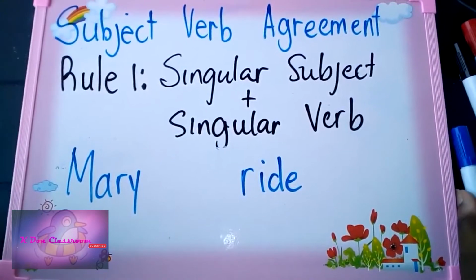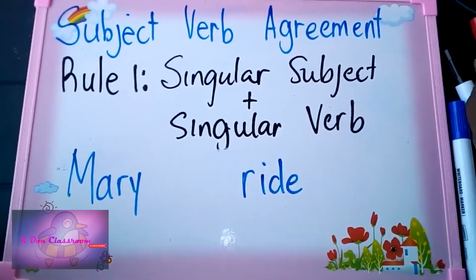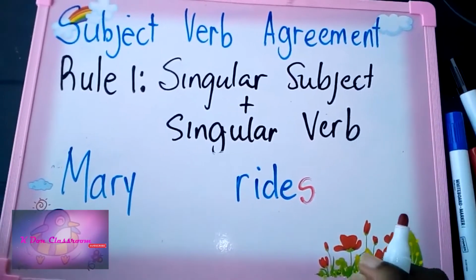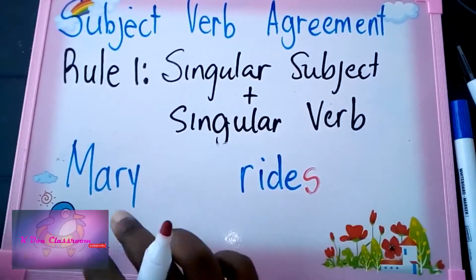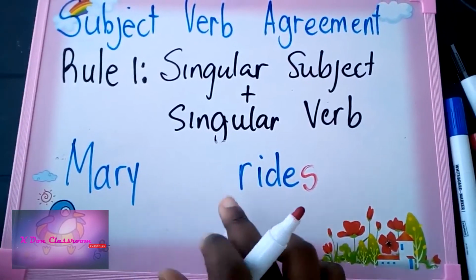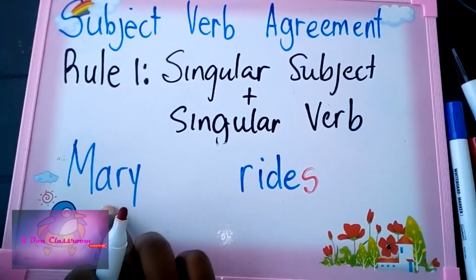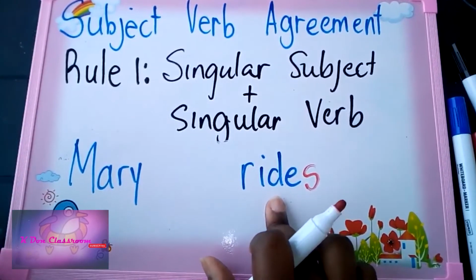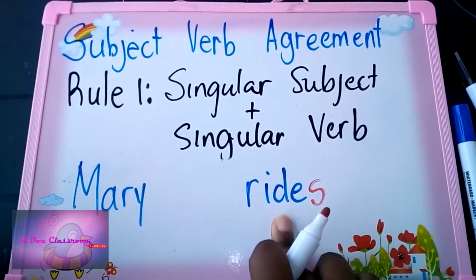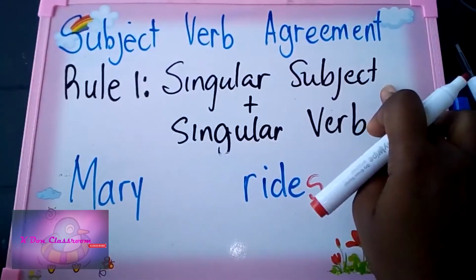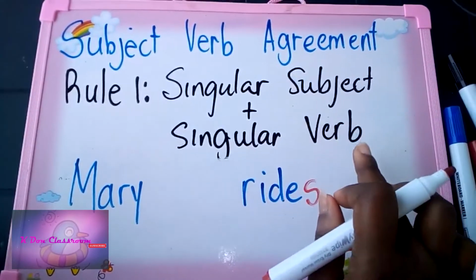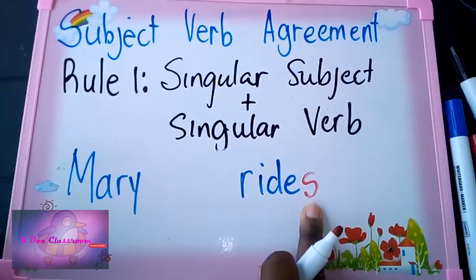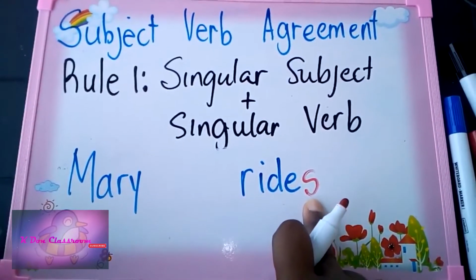What should I do to ride to make it singular? I must also add the letter S. So in order to make both of them singular and both of them are green, it would say Mary rides. I add the letter S to ride. Okay? So again, this rule says a singular subject takes a singular verb. And to show that your verb is singular, you must add the letter S to it.